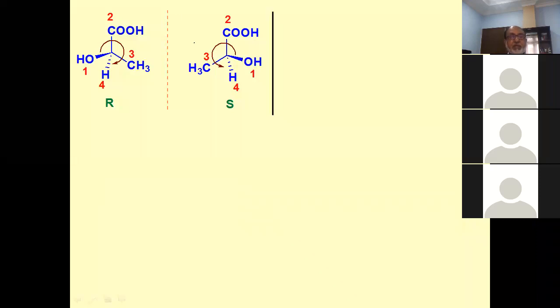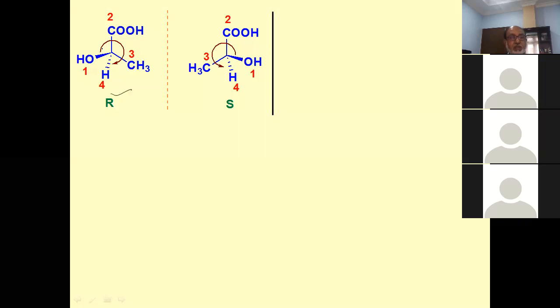So here, just see. If our molecule, if we write it like this, COH, CH3, OH, H. So OH is number 1, this is number 2, this is number 3, and the 4th priority group we have to hold at the back side. So this one gets number 4. So what is the direction of 1, 2, 3? 1, 2, 3 direction is clockwise, right? So clockwise direction, that means it is R.